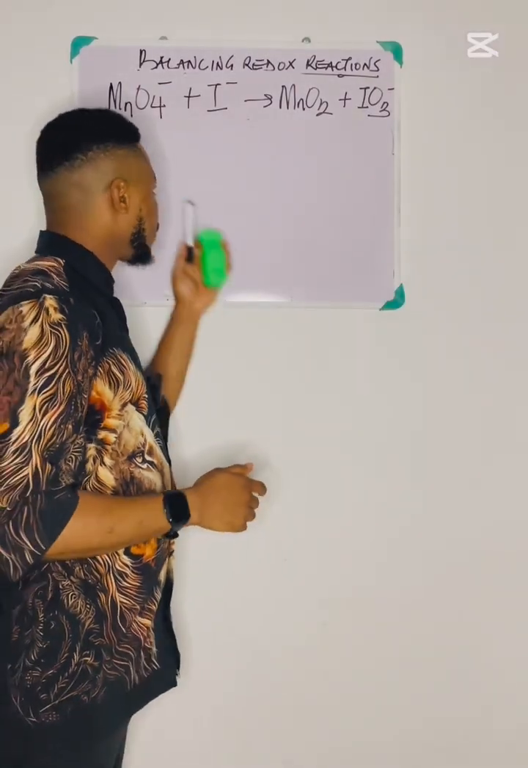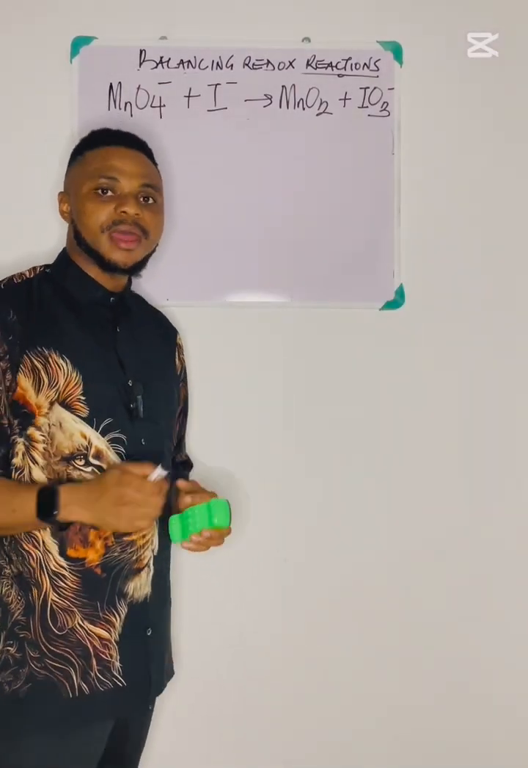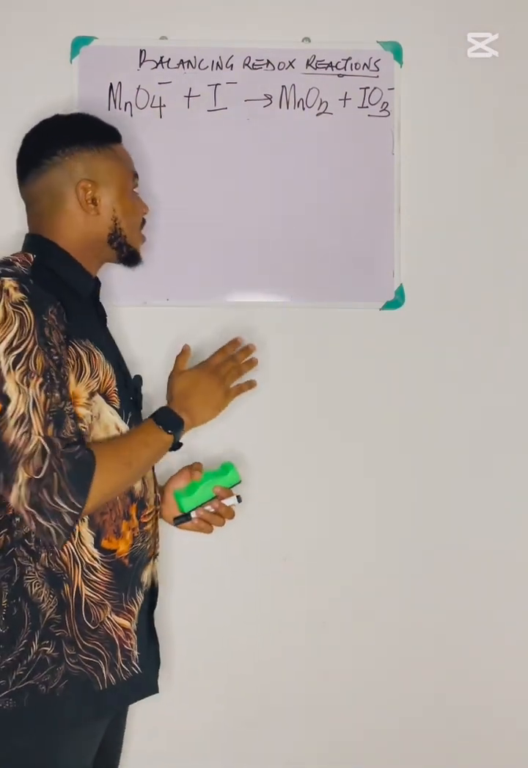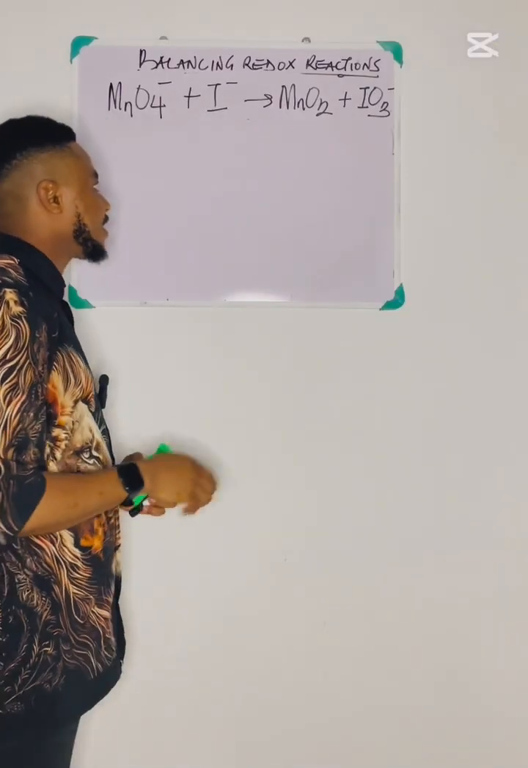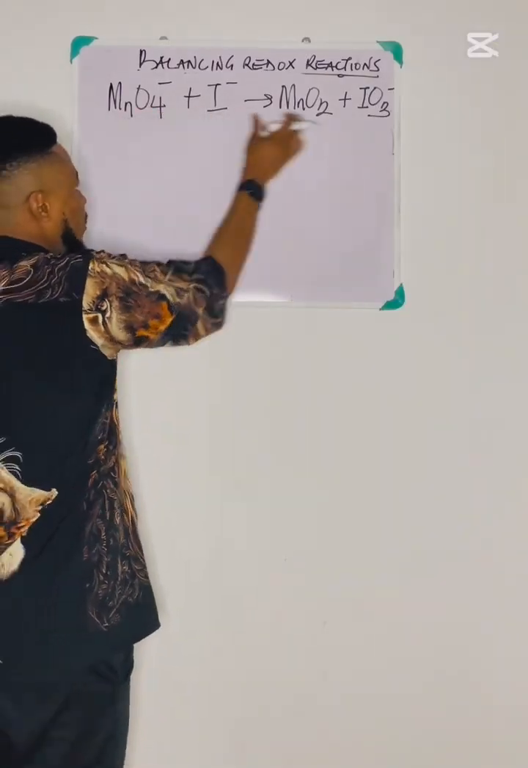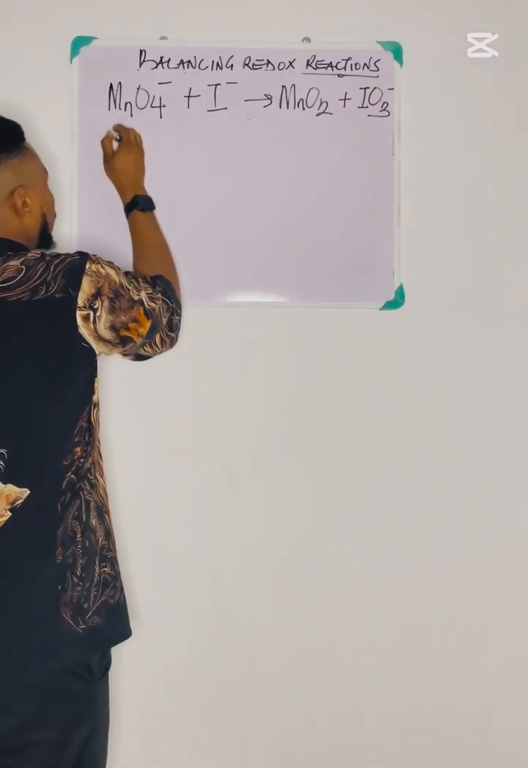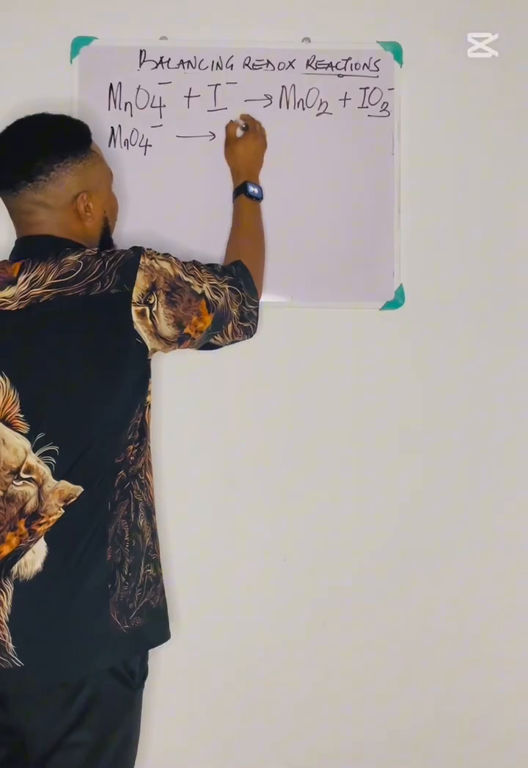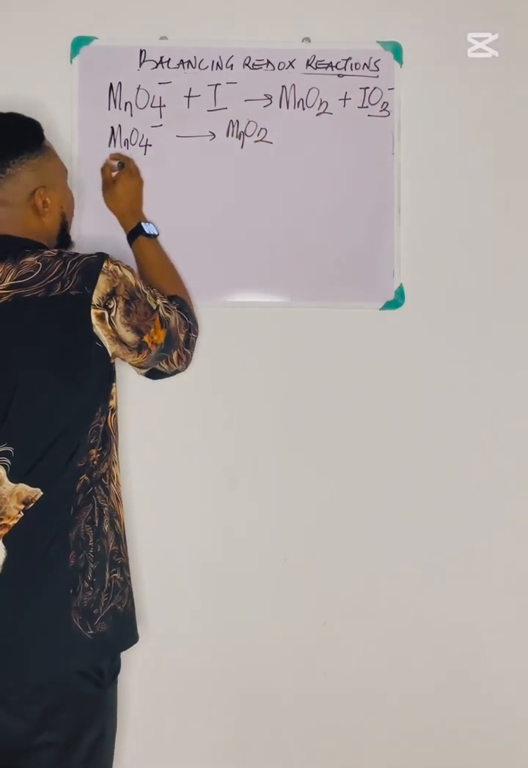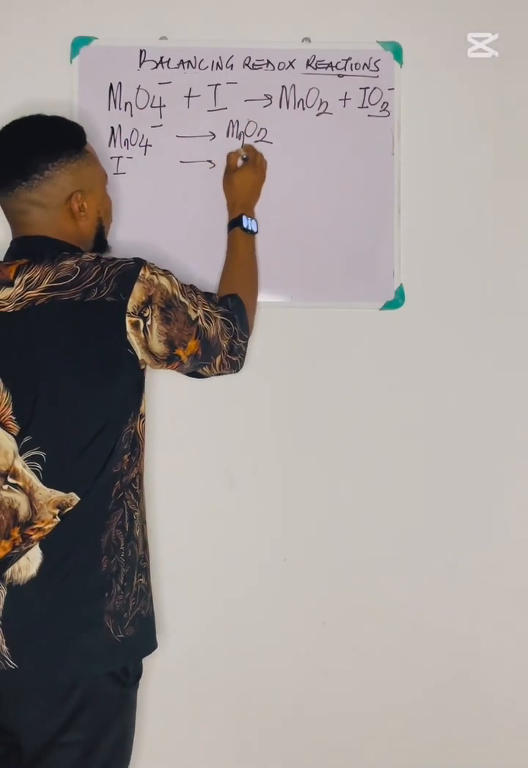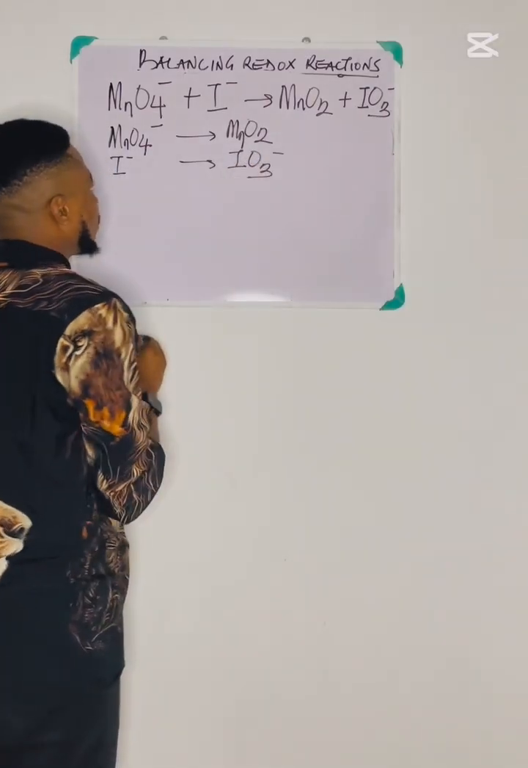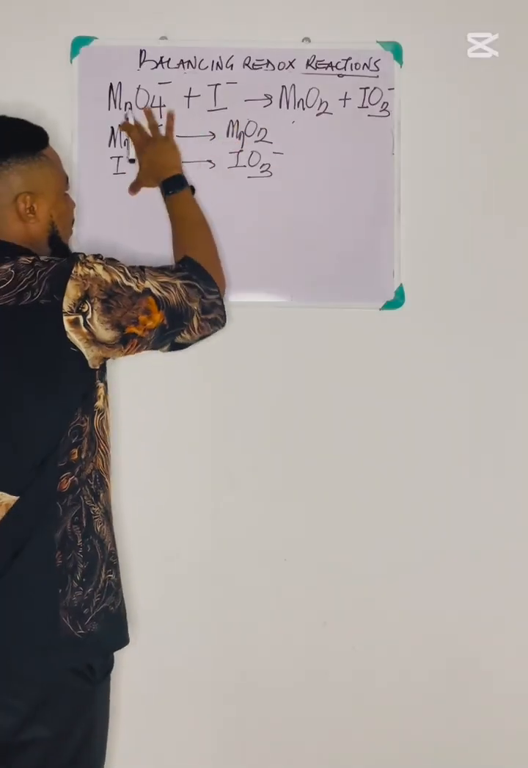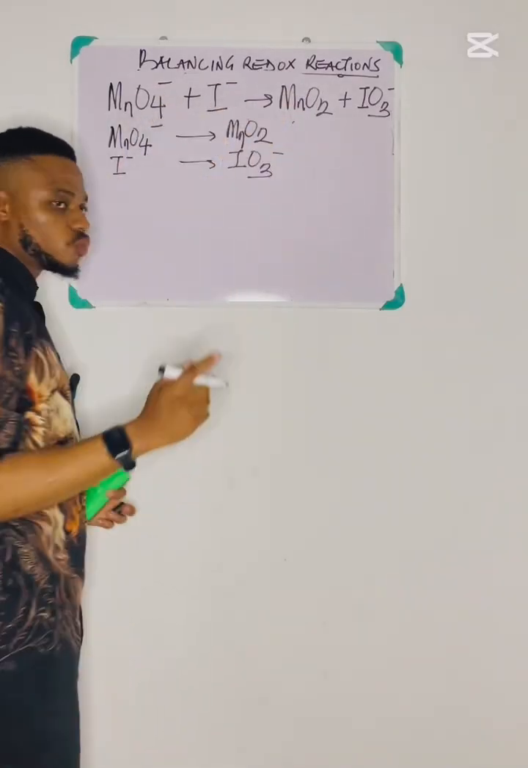Now the first rule is to divide this into two half cell equations. I always say that the best way to divide this is to pick the like terms. So basically, what are the like terms? You pick this, they are like. You pick this, they are like. So we have MnO4 minus then MnO2. Then we also have I minus and IO3. Remember that this step is to divide this reaction into two half cell equations.